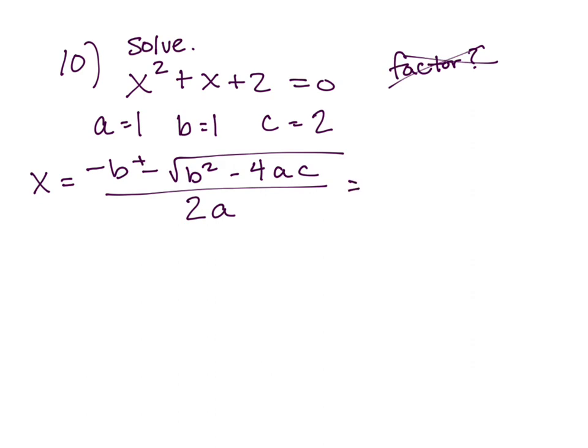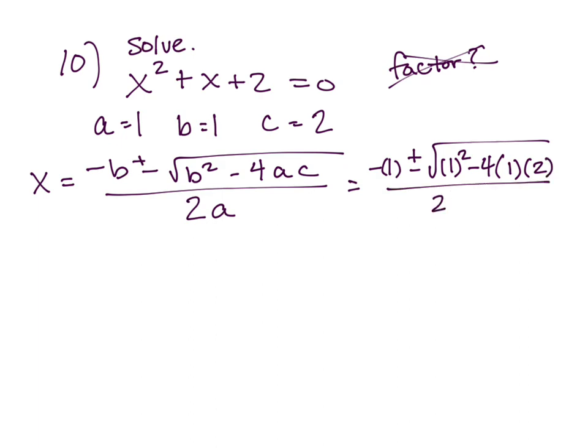All right, so now we're plugging in negative 1 in parentheses plus or minus the square root of 1 squared minus 4 times 1 times 2, all over 2 times 1. Check your work.